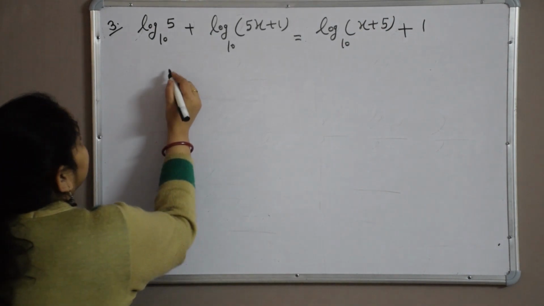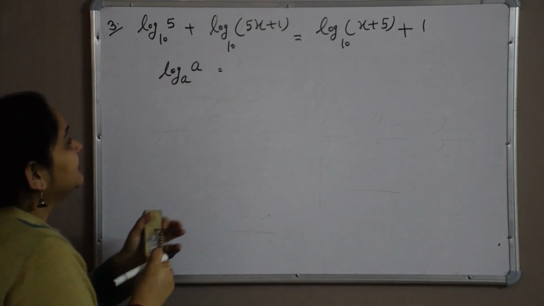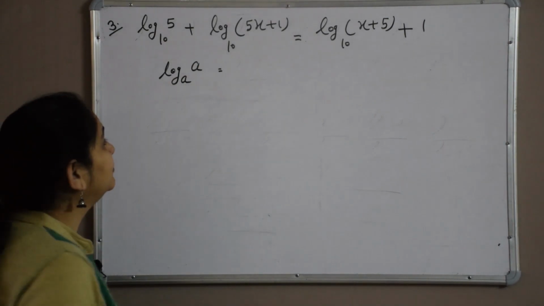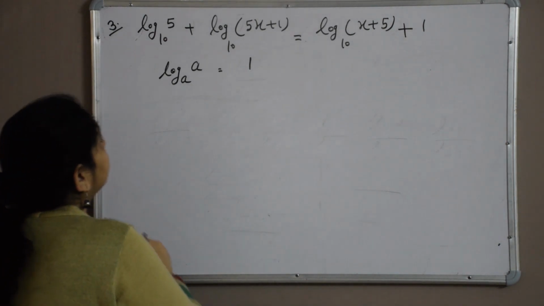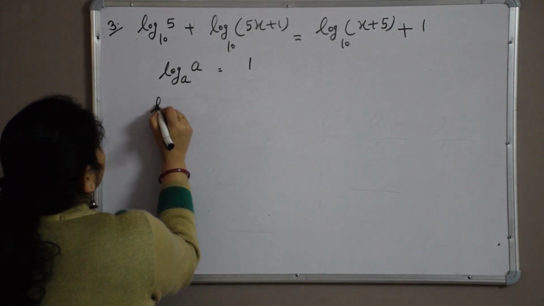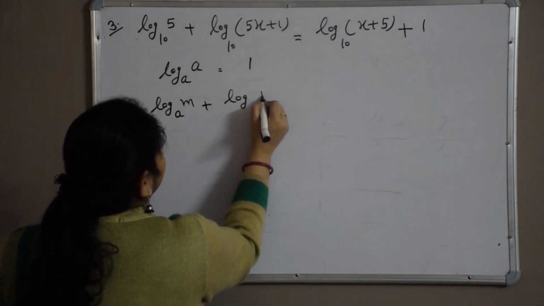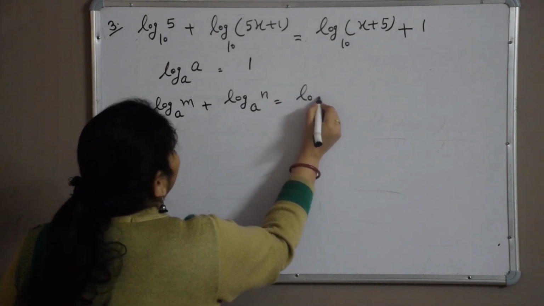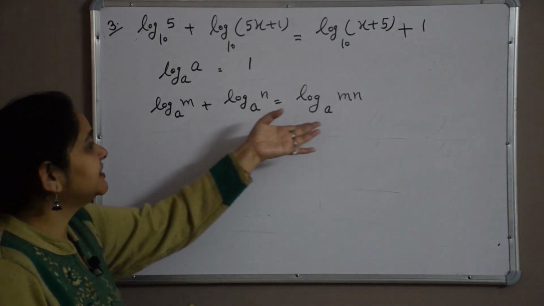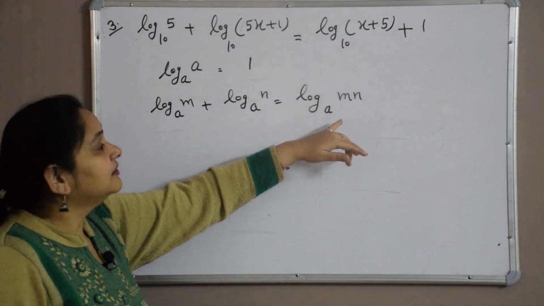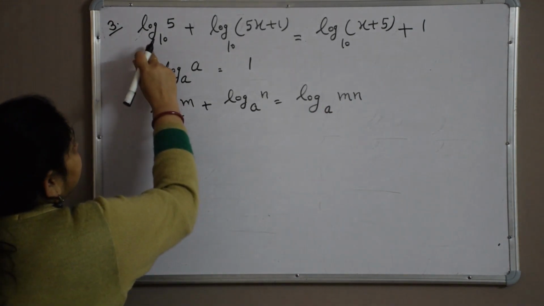So first step, we know that log of a to the base a, whenever this number and base are the same, the value of the log becomes 1, and one more property, log of m to the base a plus log of n to the base a is equal to log of mn to the base a. If the two logs are added, when we combine them, it becomes mn. So these two properties we will use.